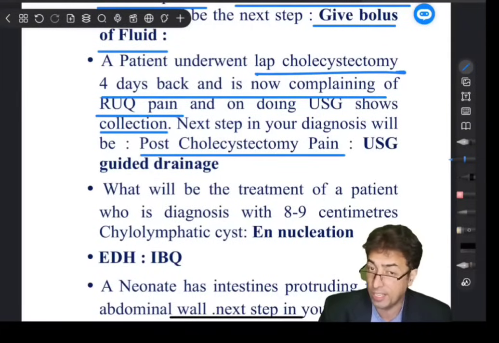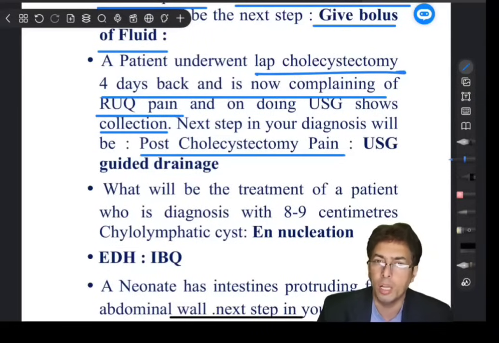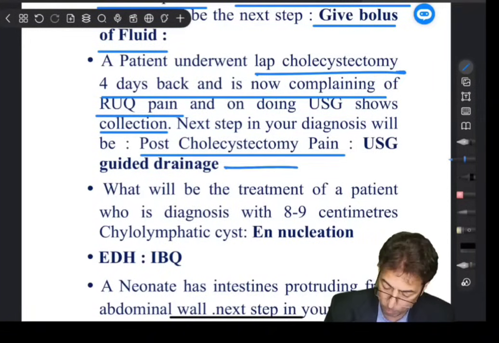You do not wait. There's a collection. It is an established collection post cholecystectomy. So you do not allow the septic focus to be there. So you remove this collection through a procedure which is simple, which is not much manipulative, because he has undergone a surgery just a few days back. So the best modality would be USG guided drainage.